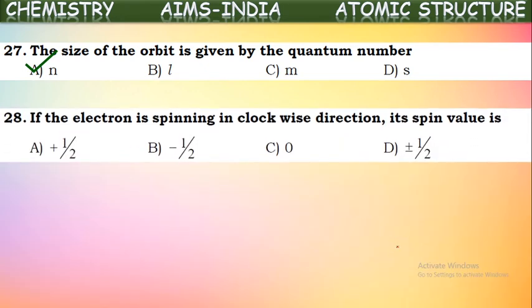Next, if the electron is spinning in the clockwise direction, its spin value will be plus half. If the electron is spinning anti-clockwise, the spin value will be minus half.